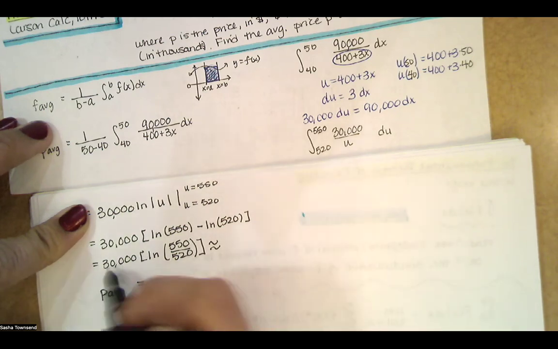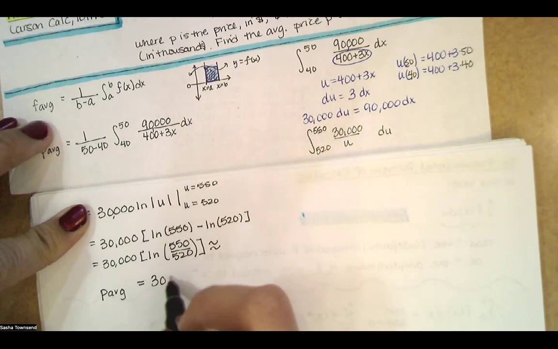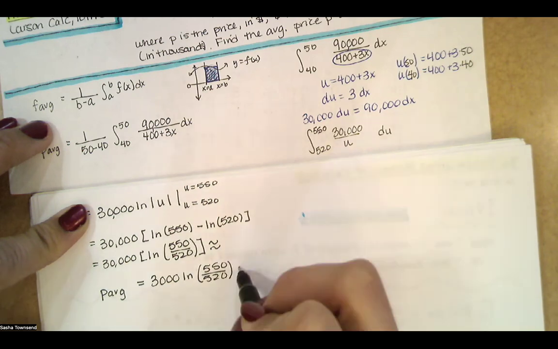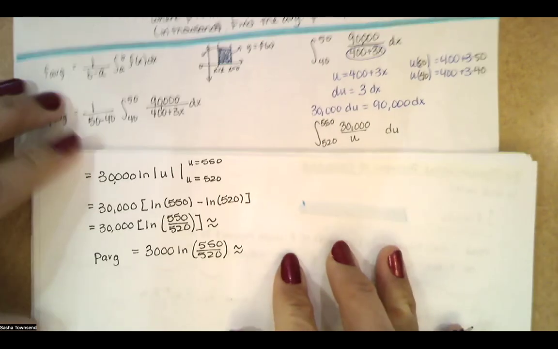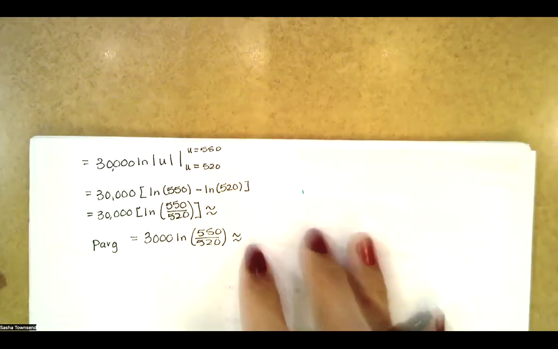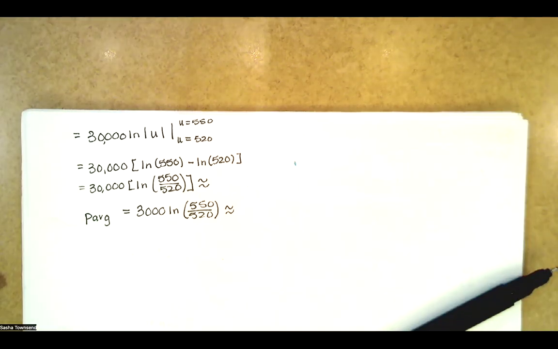We divide this number by 10, our P average is going to be 3,000 times the natural log of 550 divided by 520, whatever that is. So use our calculator to compute those two numbers, and we'll also visualize this on Desmos.